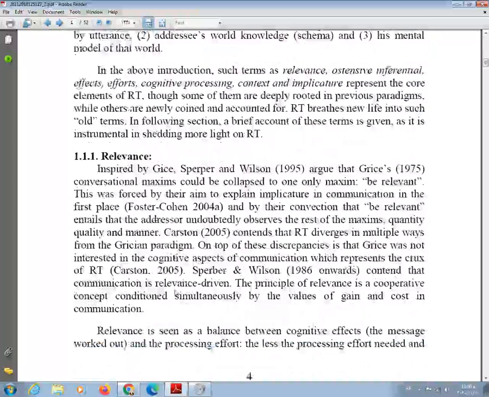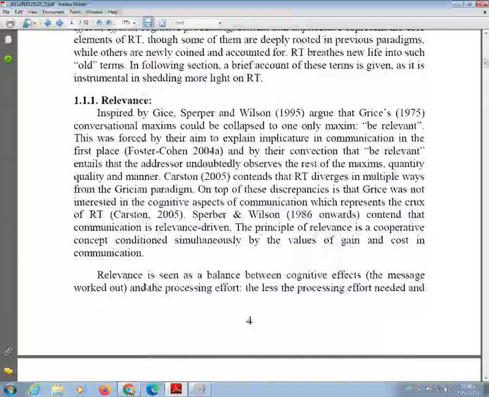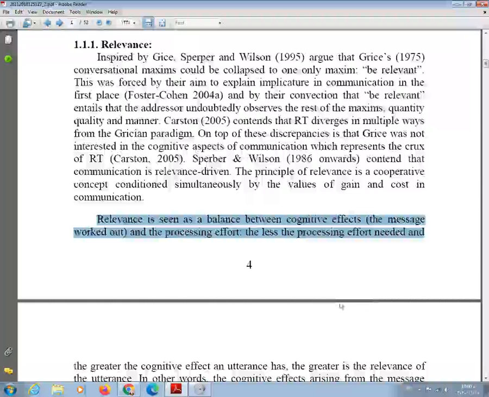Relevance, yes, let's go to this. Relevance is seen as, this is another important thing. I think that we mentioned this before, okay, but let's repeat. Relevance is seen as a balance between cognitive effects, the message worked out when we arrive at the meaning, and the processing effort. The less the processing effort needed, and the greater the cognitive effects the utterance has, the more relevant it is.